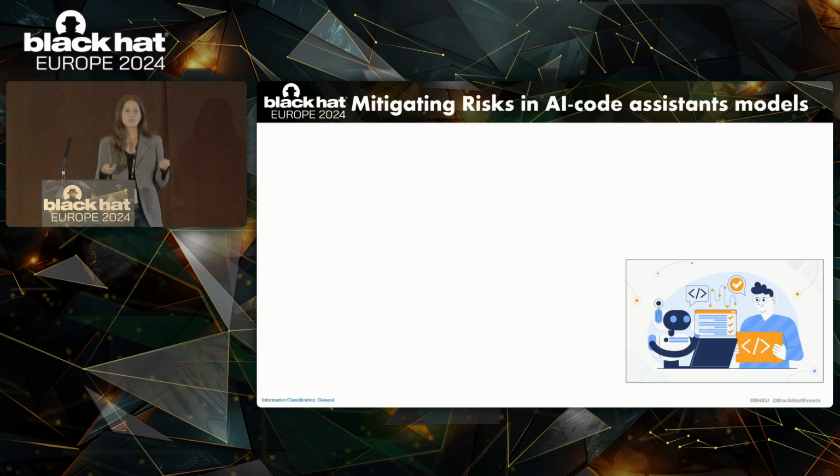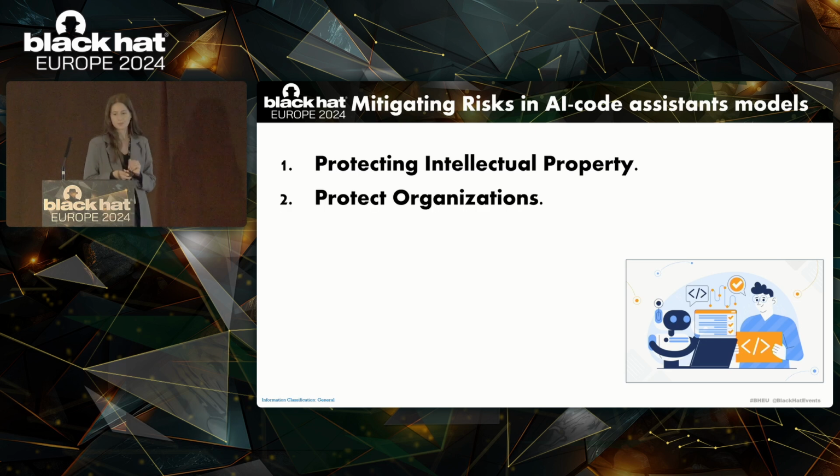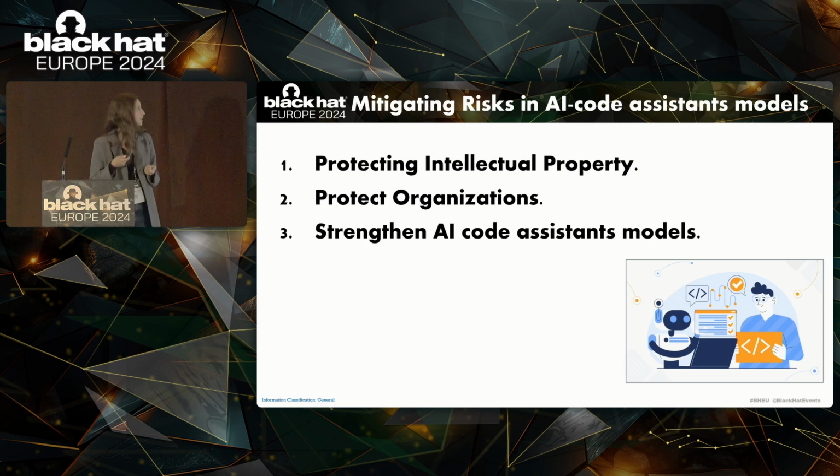When we started to work on this project, we thought, what are the goals that we want to achieve? It led us to want, first, to protect the intellectual property, because we want to mitigate the risk of proprietary or sensitive code being leaked or exposed. Second, we would like to protect organizations because we want to reduce the risk of security breaches and reputational damage. And last, we would like to empower the AI code assistant models because we want to mitigate the risk of proprietary or sensitive code being exposed to third-party servers or even accessed by attackers.